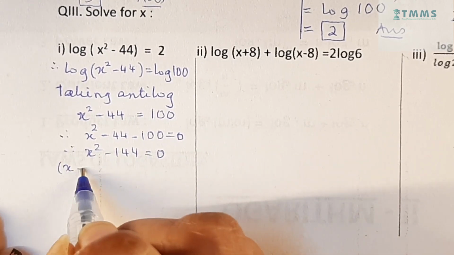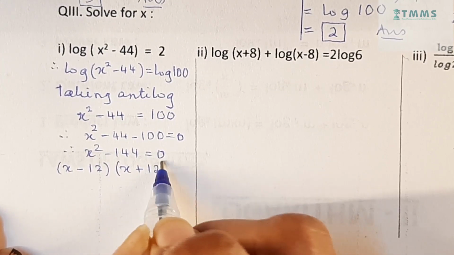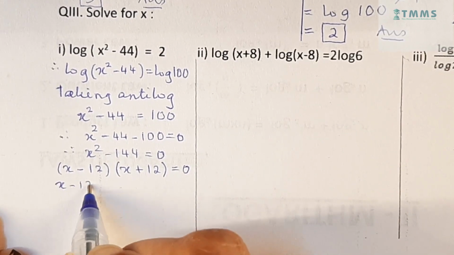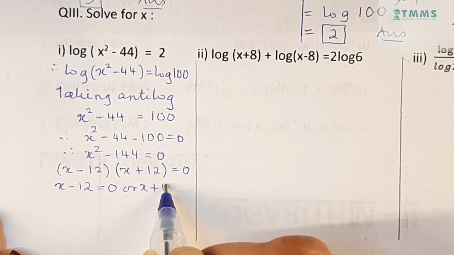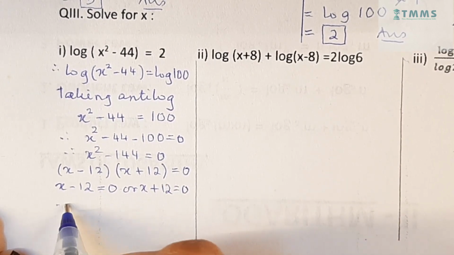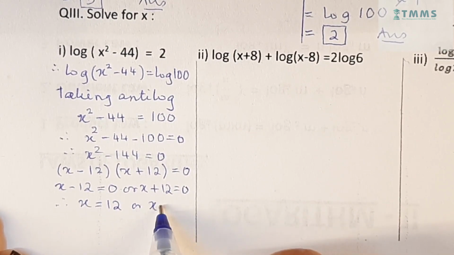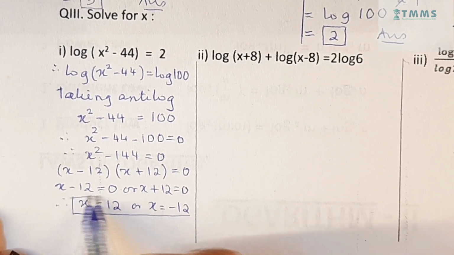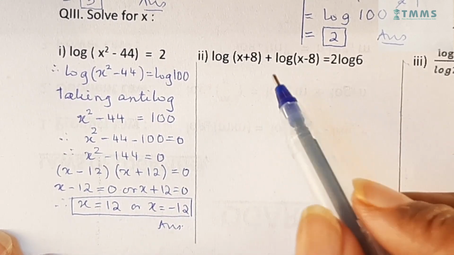Then we factorize it as x minus 12 into x plus 12 equal to 0. And then we use the zero product rule. That is, x minus 12 equal to 0 or x plus 12 equal to 0. And therefore we will have x equal to 12 or x equal to minus 12. And that is our answer. Are we getting it? Are we ready to go to the next one? Let us see.